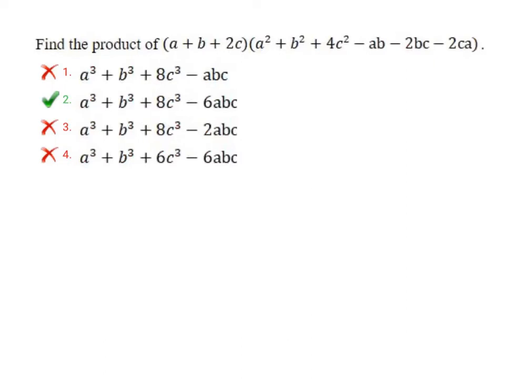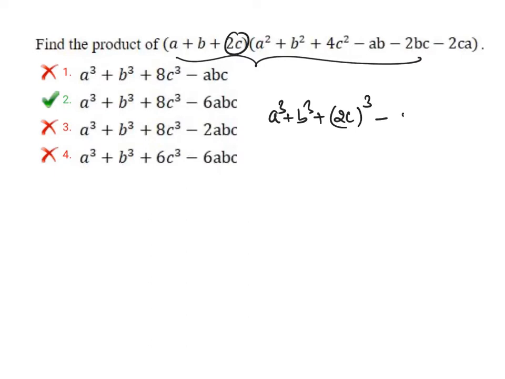Find the product of a plus b plus 2c into and so on. So you can simply observe in place of c you have 2c. So suppose if it is c, then it is a plus b plus c into a square plus b square plus c square and so on. Like that, the solution for that would be a cube plus b cube plus c cube minus 3abc. So same thing I am writing: a cube plus b cube plus c cube, in place of c cube you have 2c whole cube, minus 3abc, where c becomes 2c. Therefore it could have been a cube plus b cube plus 8c cube minus 6abc.